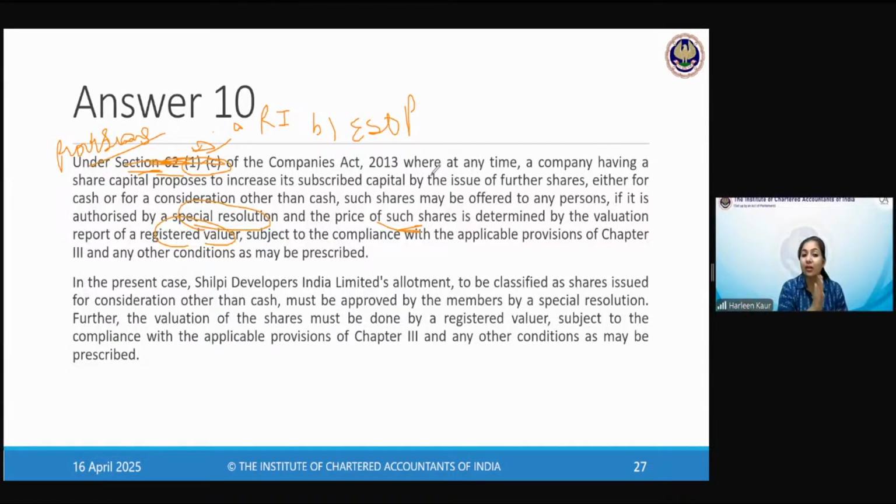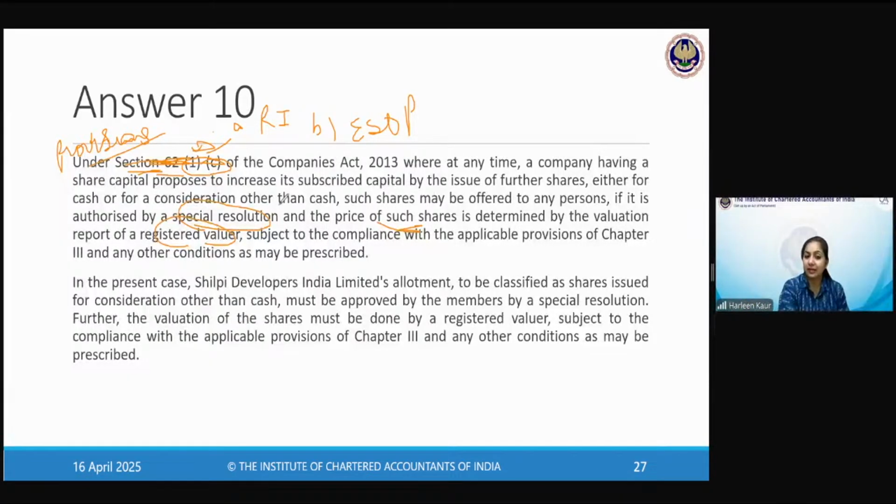You have to try writing in such a safe way that a wrong section is never mentioned. So you have to be very, very careful. If you write section 62 and you start talking about ESOPs, don't expect marks. So neither the section should be wrong, nor the content should be wrong.